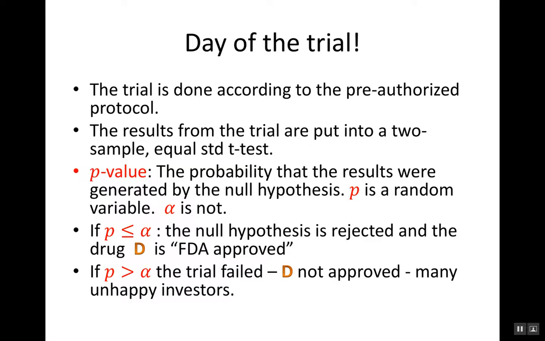On the other hand, if p is larger than alpha, then the trial failed, the drug is not approved, and the investors are very unhappy. But that's the way it is. Okay, maybe the drug wasn't good, or maybe they just didn't use a big enough sample. It's not possible to know at that point.